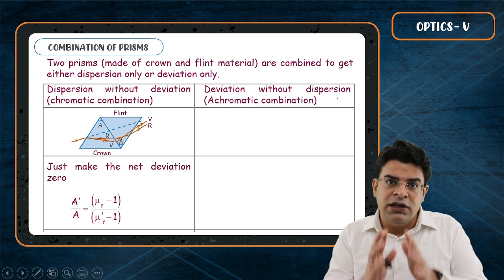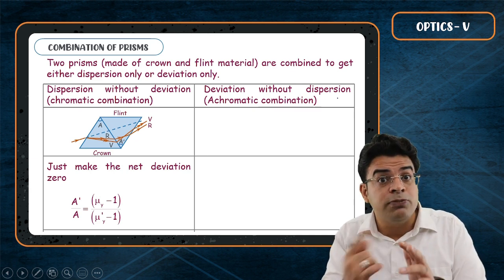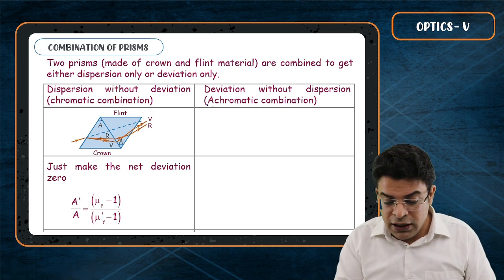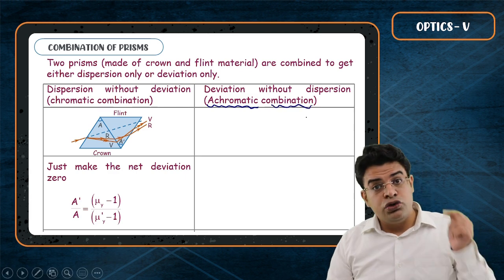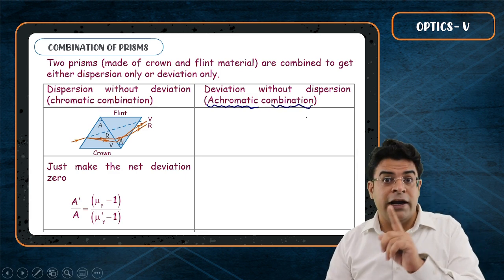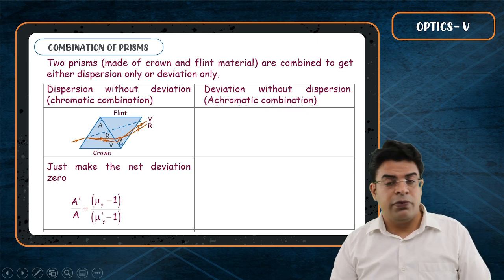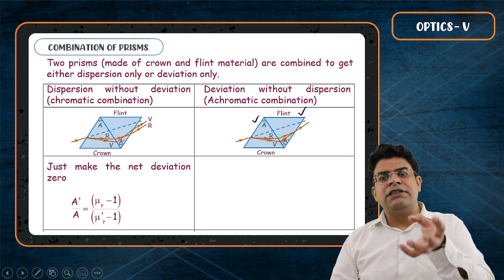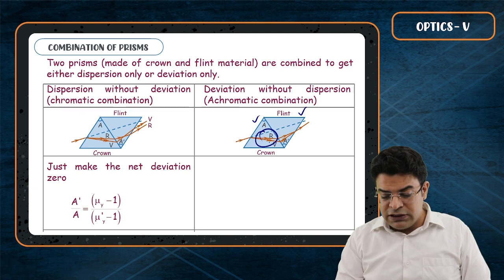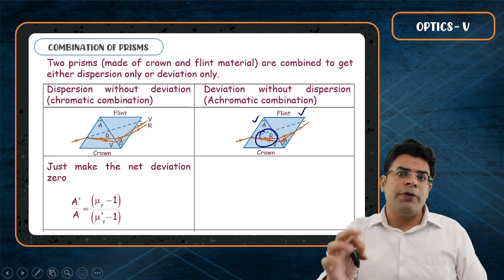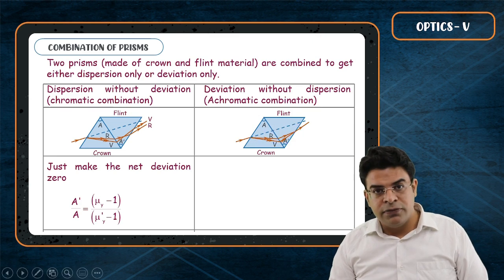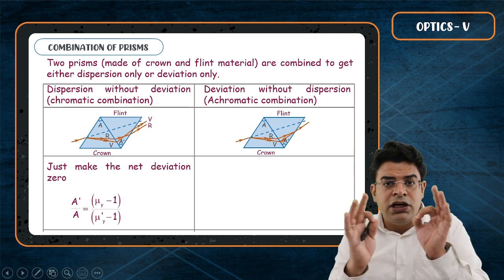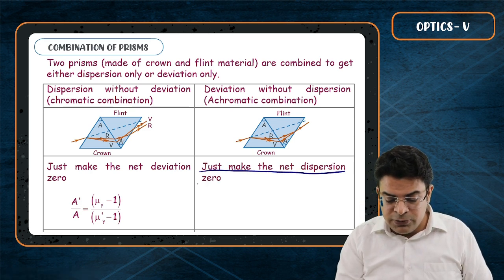Now the second condition they ask in the question is deviation without dispersion. So they want the ray to deviate but not to disperse. The colors should not spread out. That's why this type of combination is called an achromatic combination. If you shoot in white light, the final light coming out will be white because you don't want dispersion. So again we have to use two prisms. Whatever dispersion is produced by the first prism, the same amount should be produced by the second prism in the opposite direction. So simply make the net dispersion equal to 0.